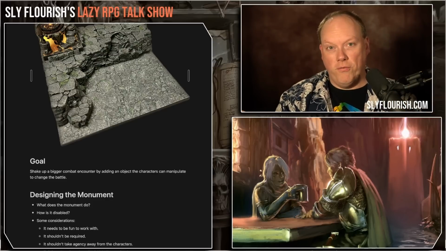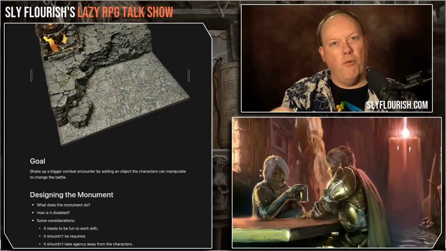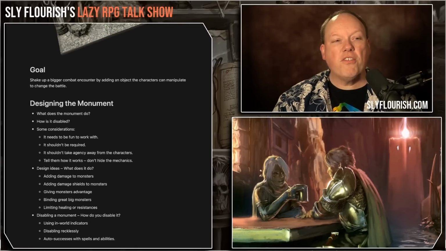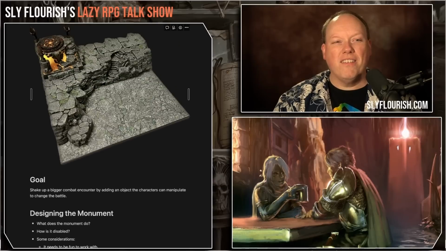I'm notorious for evil pillars. I put evil pillars in our games, and those pillars are worse than monsters because you can't silence them, you can't stun them, you can't banish them. You have to go over and physically mess with the pillar to get it to stop doing whatever horrible thing it's doing. So the first thing you have to ask is, well, what exactly does the monument do?